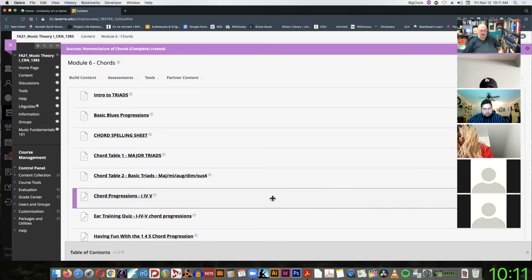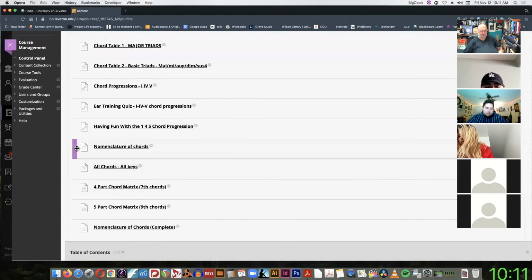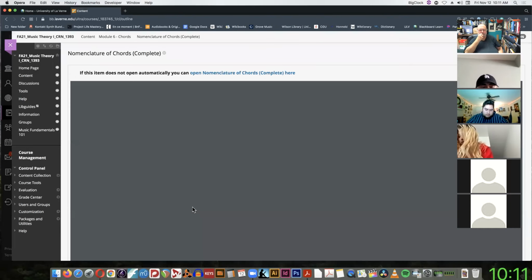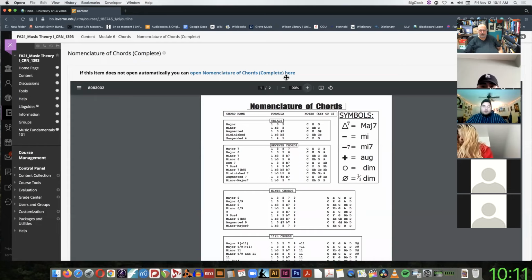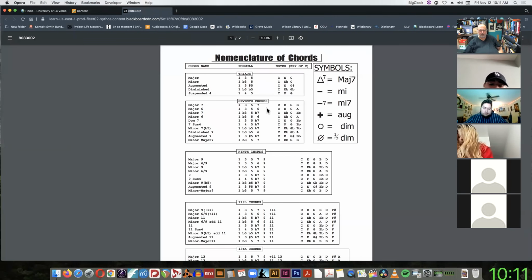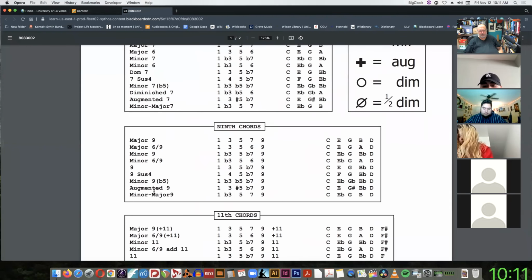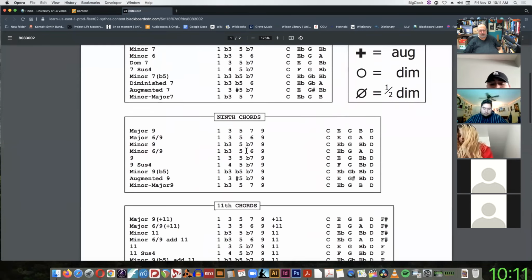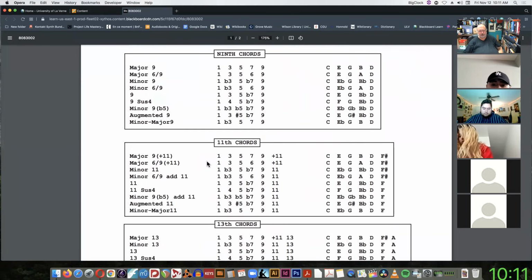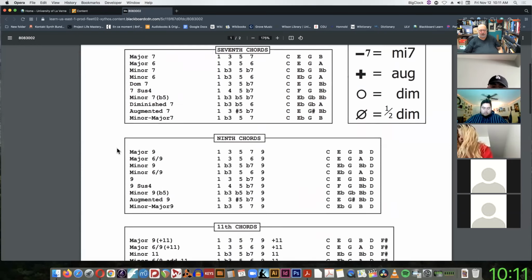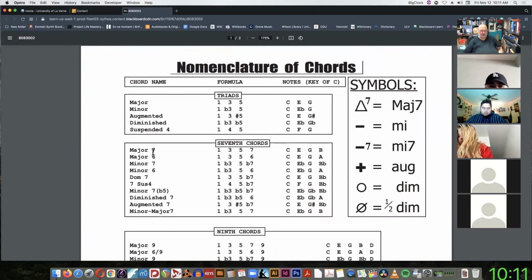Okay, so we have the full one here. Let me get these two next to each other. This is the complete one. All right, so this one here, we got triads, 4-part chords, and it expands into 5-part chords and 6-part chords, and then all the way up to 7-part chords. So we're going to focus on these right here.